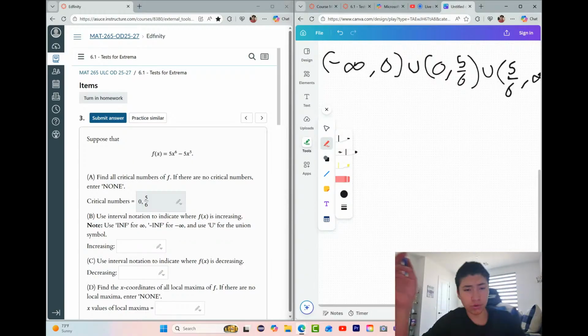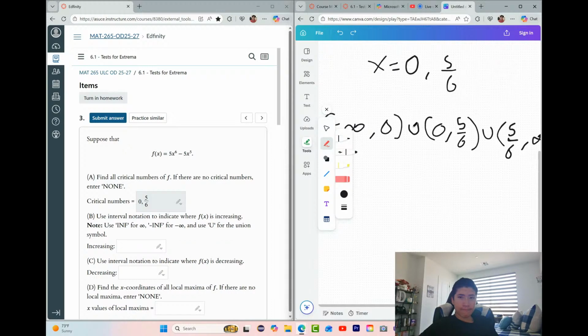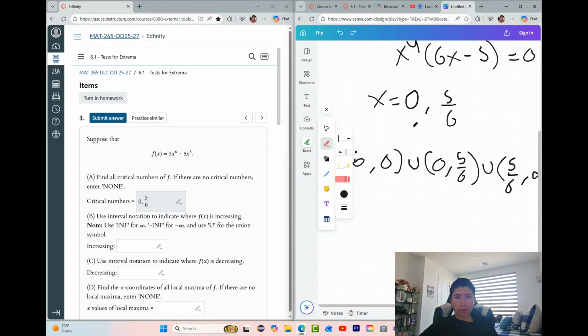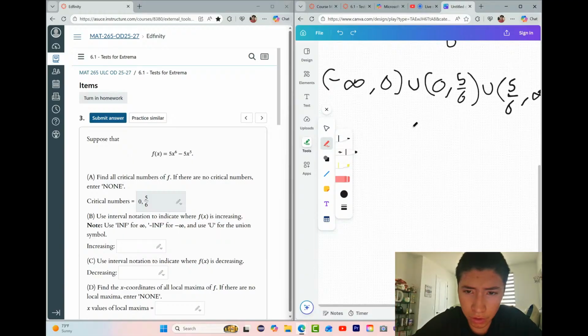So now we just gotta see when f of x is increasing, right? That means when f prime of x is greater than 0. So what's f prime of x? We just found out, right? So we have f prime of x.